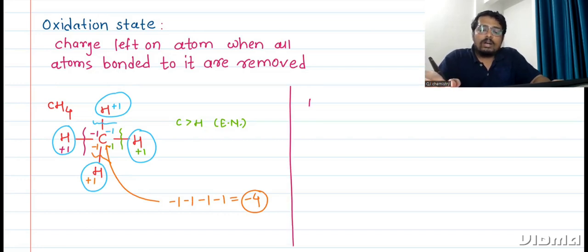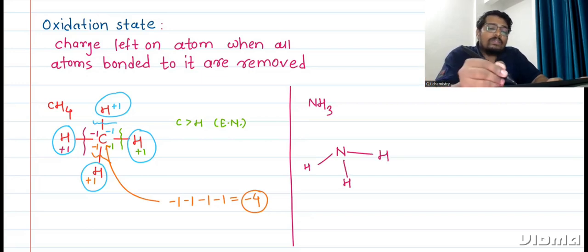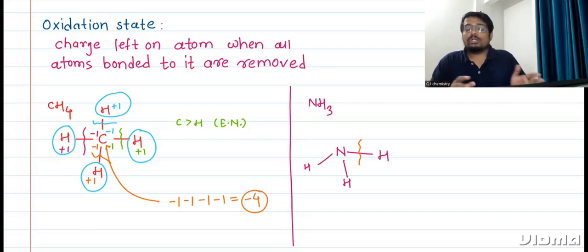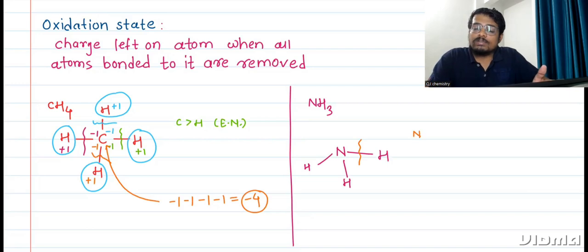Okay. Now second example, ammonia molecule. In the ammonia molecule, the structure of ammonia is nitrogen bonded to three hydrogen atoms. Okay. Now, when we dissociate a bond between nitrogen and hydrogen, we know that nitrogen electronegativity is more in comparison with hydrogen. That is, nitrogen is more electronegative in comparison with hydrogen atom.